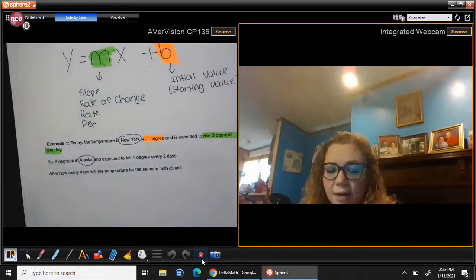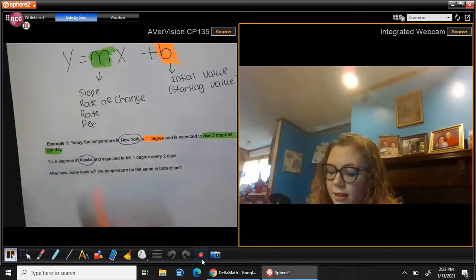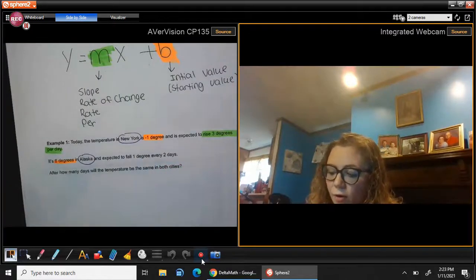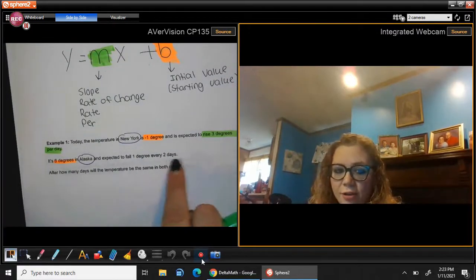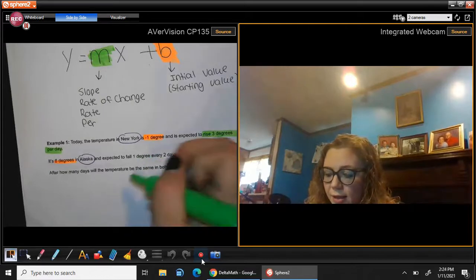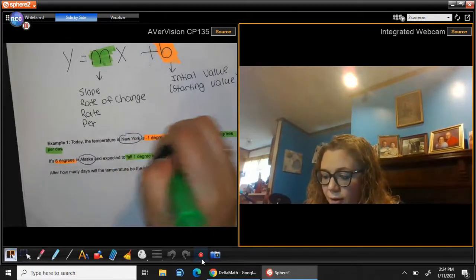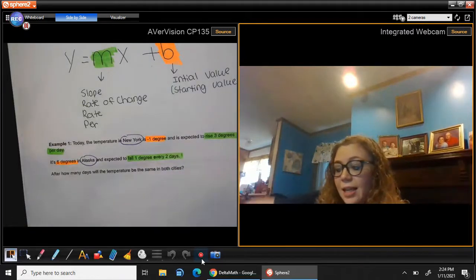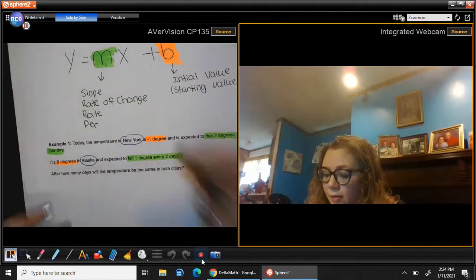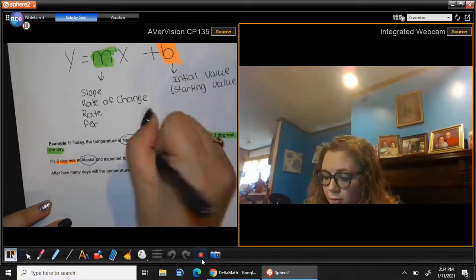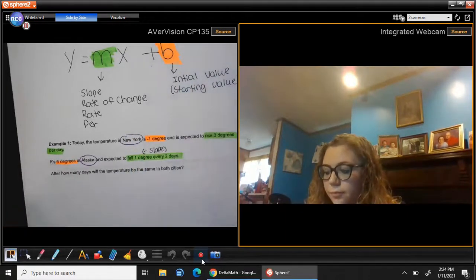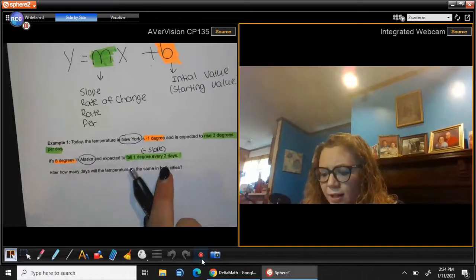So what is my initial value in Alaska? 6 degrees. And expected to fall 1 degree every 2 days. Okay, and that's going to be my slope. It's going to fall. So if it's falling, what direction is it going in? Negative. So I'm going to write a note and I'm going to put negative slope.